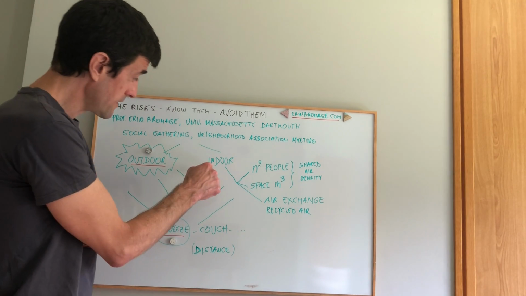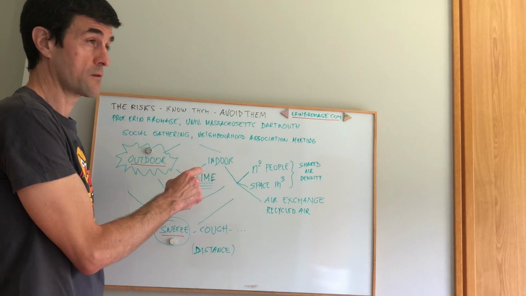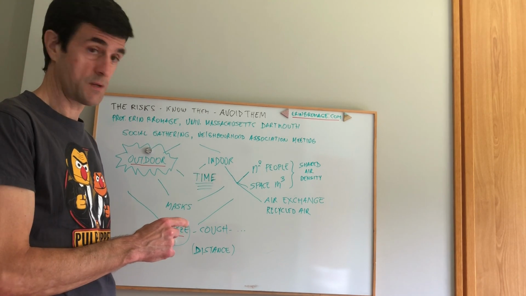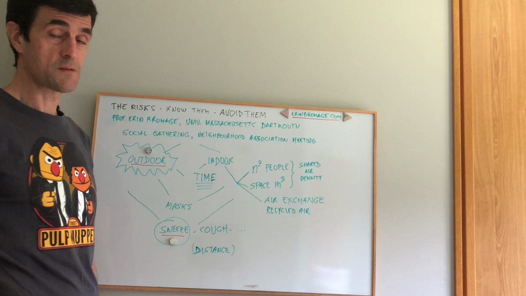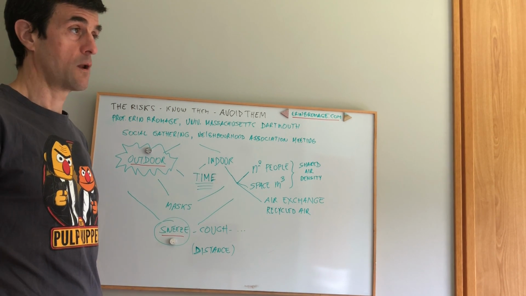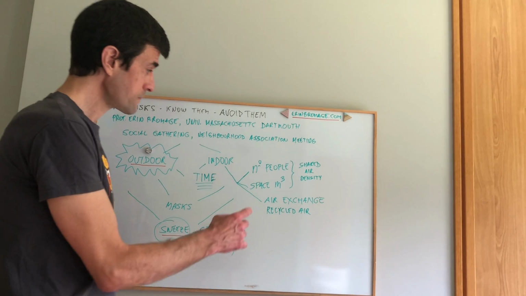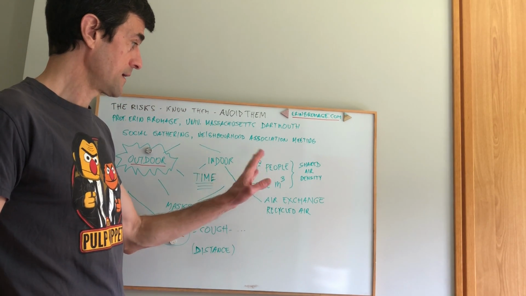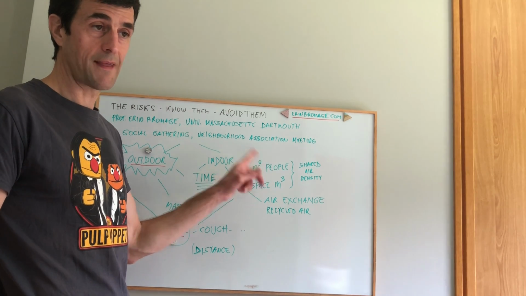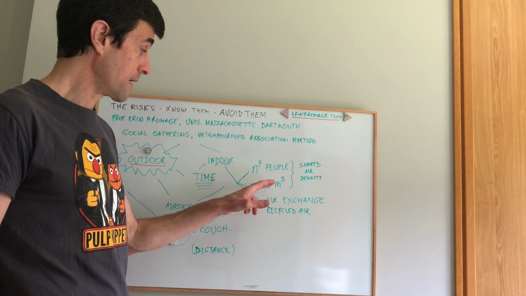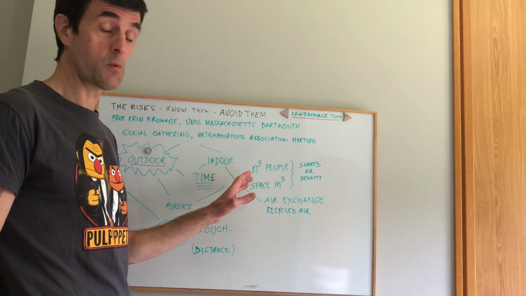Okay, the first variable, and probably one of the most important, is time, the time of exposure. So the less time we spend together, the lower the risk. And then density, which depends on the number of people. The fewer people attending the meeting, the lower the risk, and the cubic meters of space we will be sharing.